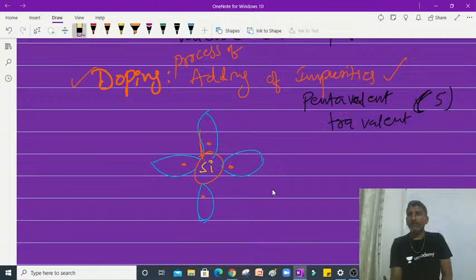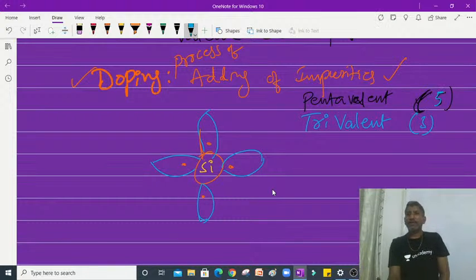This is of tetravalent. This is of trivalent. What I have to say? Tri means 3, 3 valent atoms. So in one case 5 valence, in another case 3 valence electrons. If you are adding for this, what happens? We will see. In case of pentavalent atoms first.